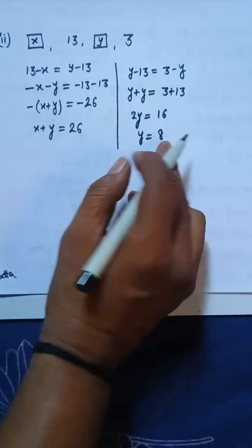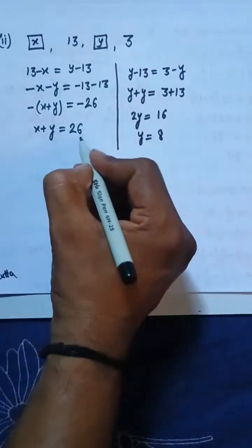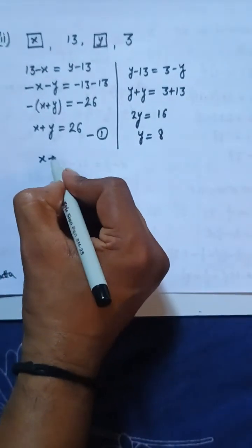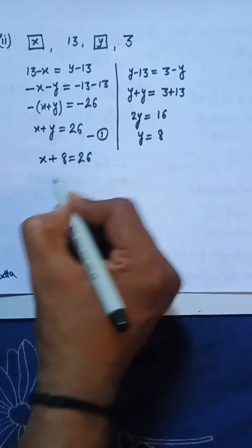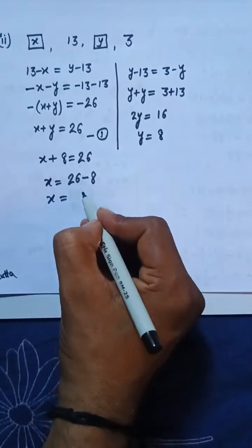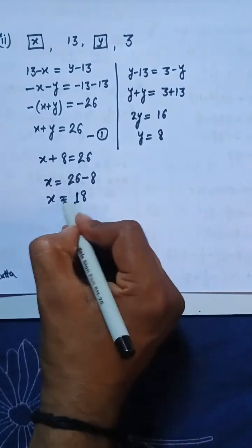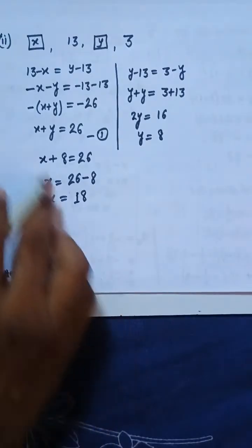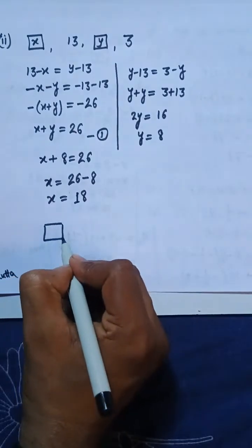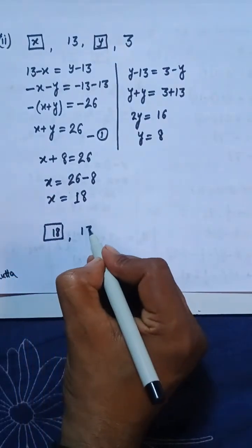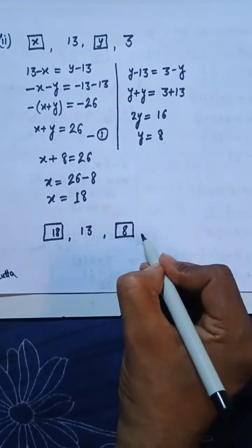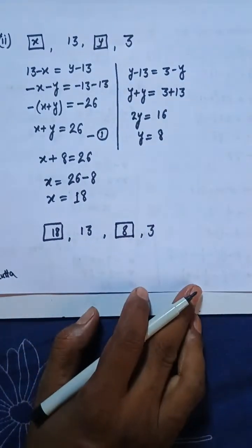I'm just substituting this value of y in this equation. Suppose this is equation 1, so I'm putting here x plus 8 equals 26. So x is equal to 26 minus 8, so x equals 18. So we have x equal to 18 and y equal to 8. So here we have 18, then 13 is already there, and y is here 8 and then 3. So this is the solution of this problem.